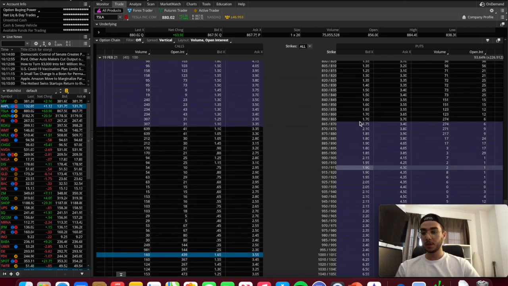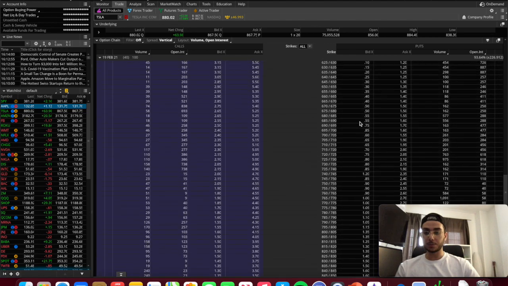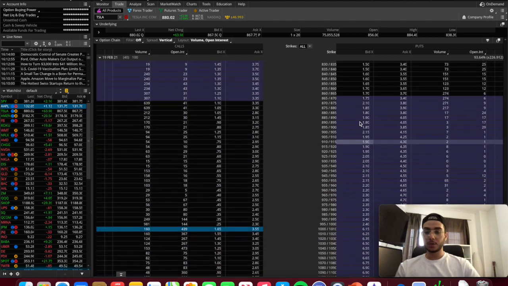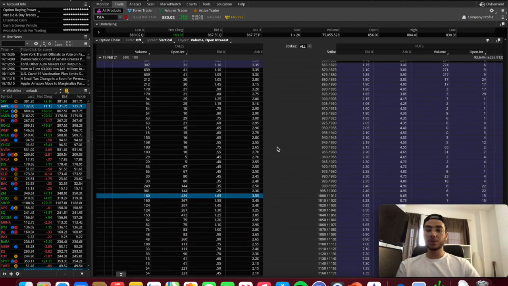We can do the same thing on the put side as well, right? If you want to open a credit spread on the put side, that means you're predicting Tesla is going to keep going higher, so it's not going to get to, let's say, 740, 745. So you open a credit spread on this position here. That's how you can do spreads.